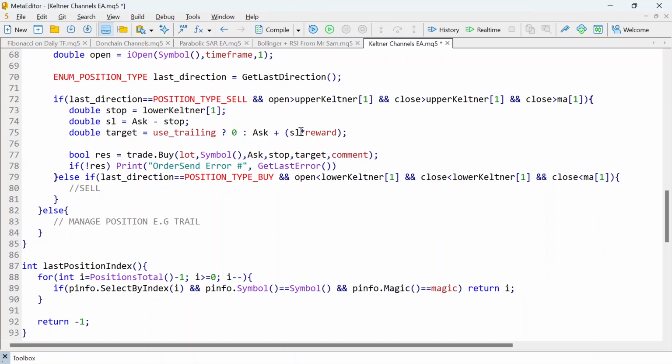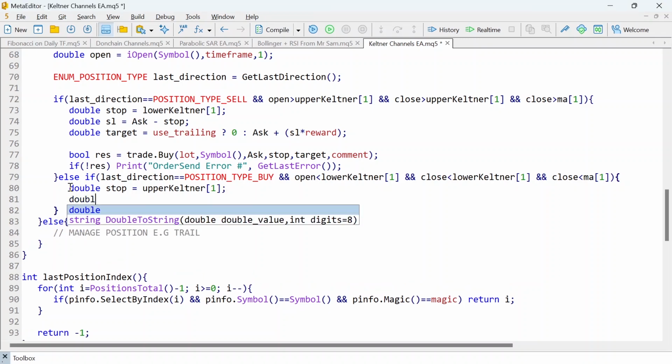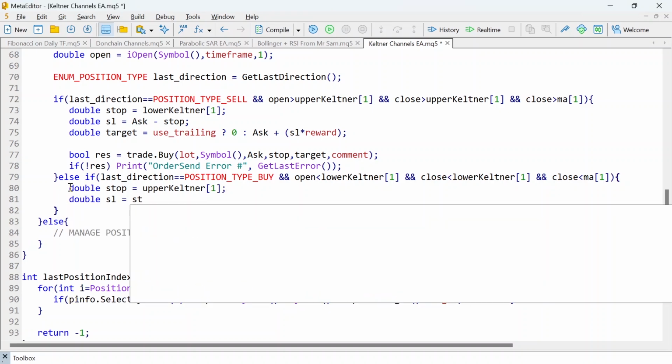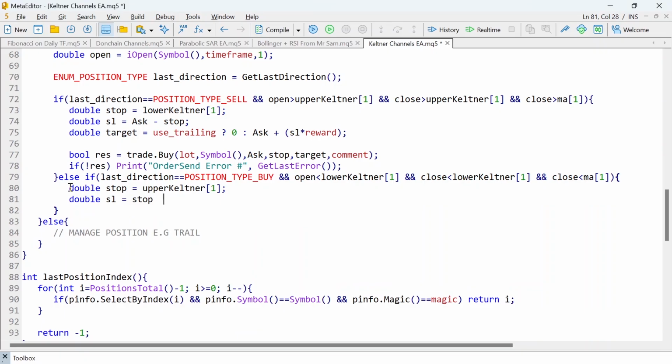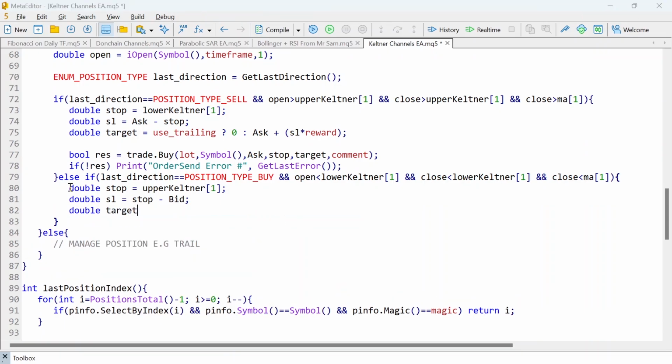So that is that. For the sell case, stop loss for the sell should be the upper Keltner line, right? Then I need to know the gap between the stop loss and the bid price. Then what should be the target? The target should be 0 if trading is set to true. Then in the case where trading is not set to true, the target should be this XL multiplied by reward.